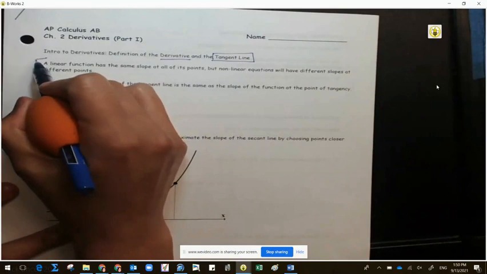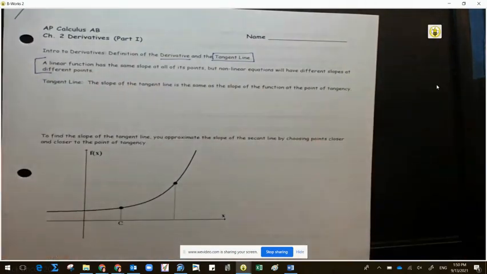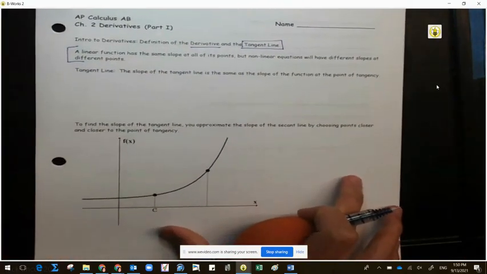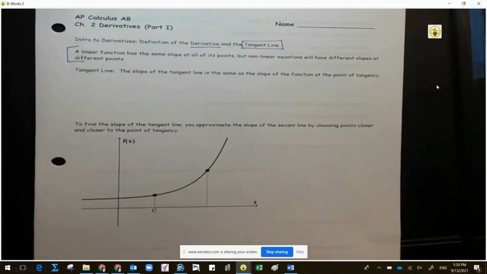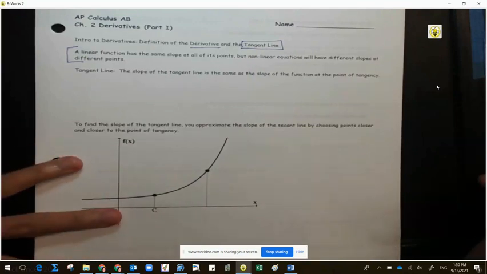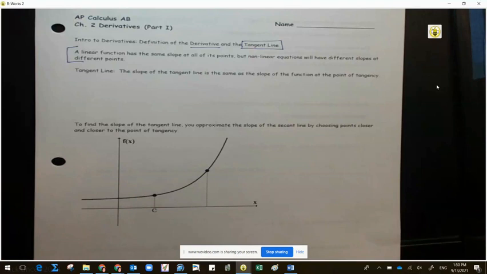So before I even do, let's go ahead and read this to each other. Everybody read. Not everybody read. Grant, let's read out loud for me. Go. A linear function.